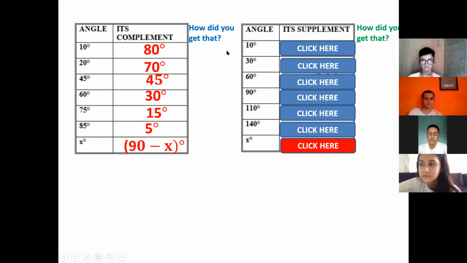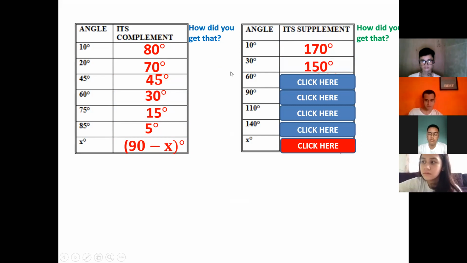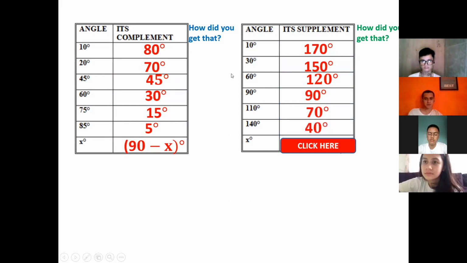If you talk about supplementary angles, so if the angle is 10, the supplement is 170. If the angle is 30, the supplement is 150, same with 60 and 120, 90 and 90, 110 and 70, 140 and 40. And if the angle is x, the supplement is 180 minus x.